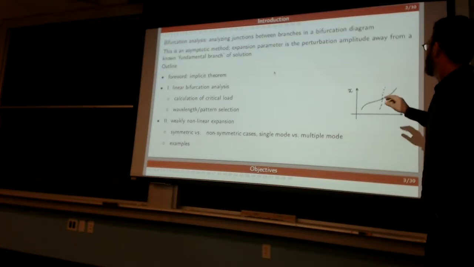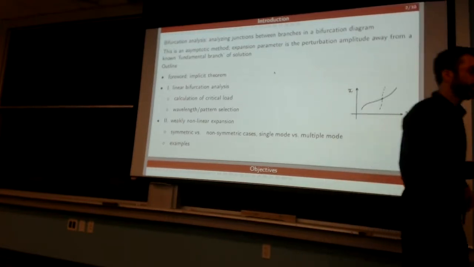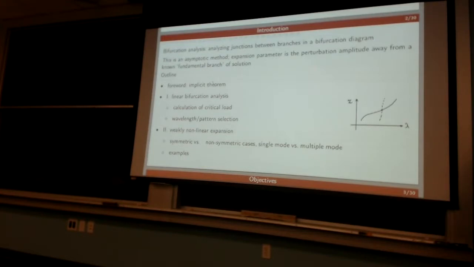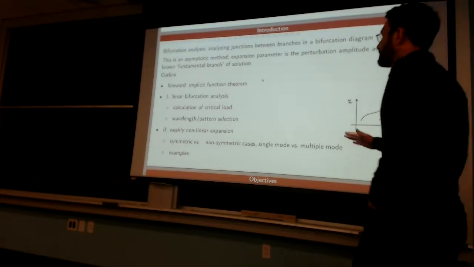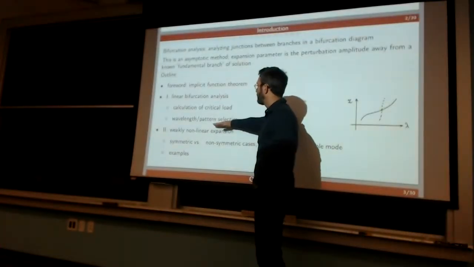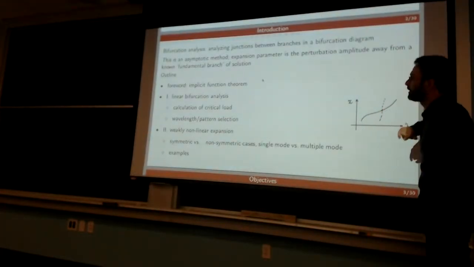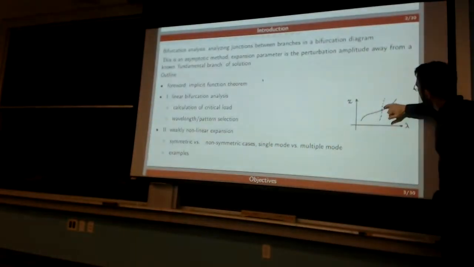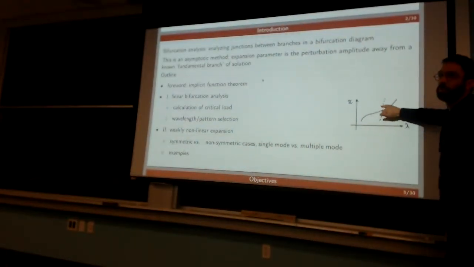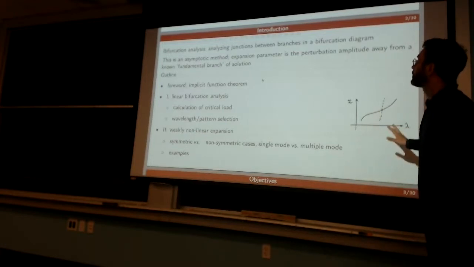So the outline will be, I'll talk a little bit about the implicit function theorem, because all that I'm doing here revolves around this idea. I start by studying linear bifurcation analysis, which is really about finding this point, and then I move to weakly nonlinear expansions, which is really finding the shape of the curve in the neighborhood of this point. So finding the other branch locally.